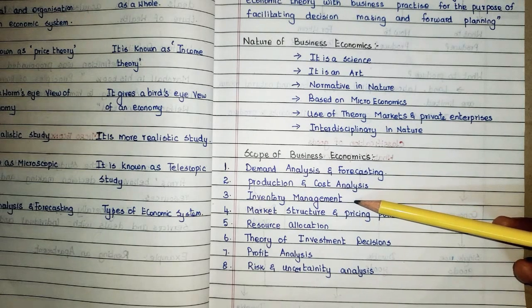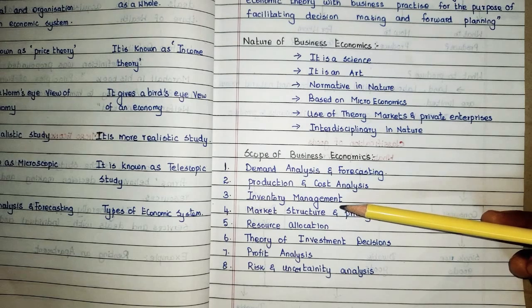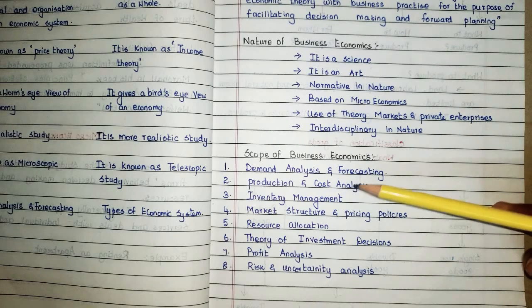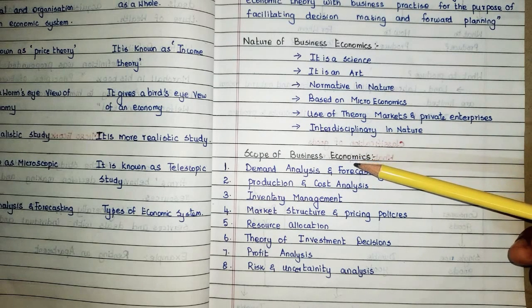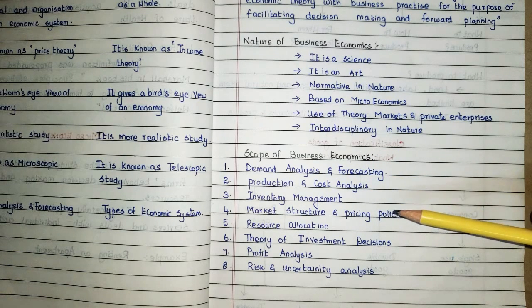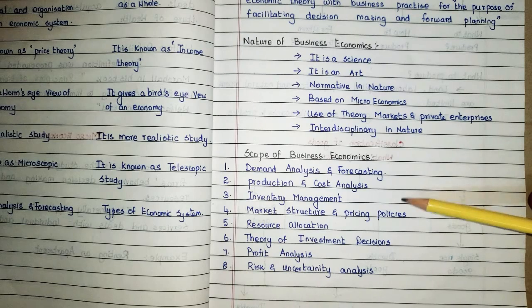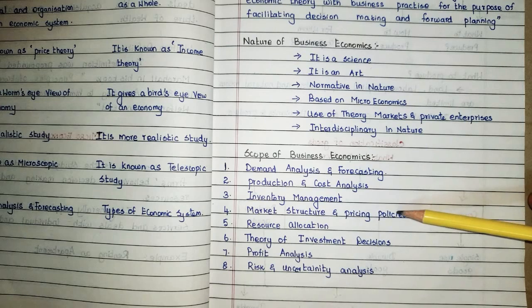The next point, inventory management. That is, it helps in analysis of profit measurement and control. So, it includes cost of capital, profitability of the capital, and the selection of the suitable project out of the various projects. Market structure and pricing policies. So while deciding the price, it is one of the important subjects of business economics here. The success of every firm depends upon the decision regarding the price. So it's a main scope of business economics.